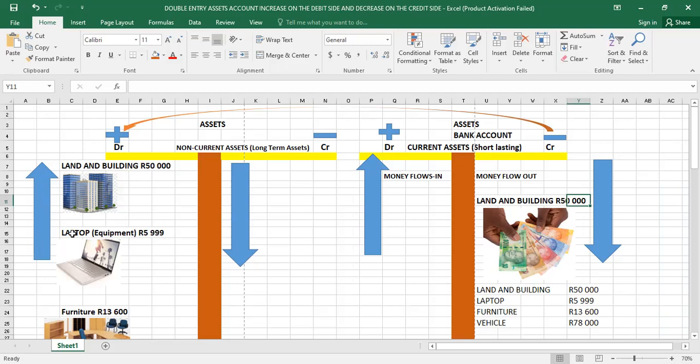Let us go and buy the second item, a laptop. Now we are going to be writing a laptop here. How much is our laptop? 5,900. So our bank account has decreased on the credit side. The money is flowing out from our business, and once the money is flowing out, there must be a reason why the money is leaving our business. It is because we are buying a laptop. Now the money is out already.